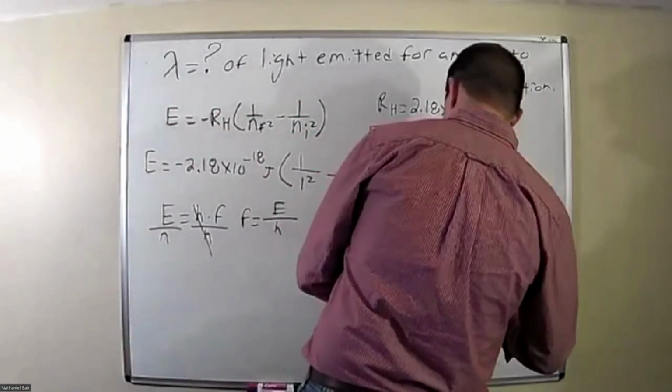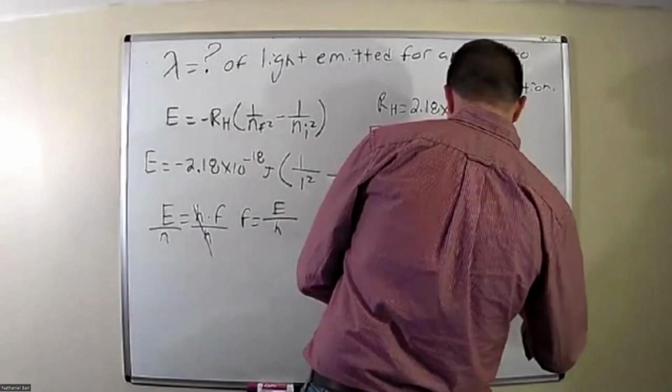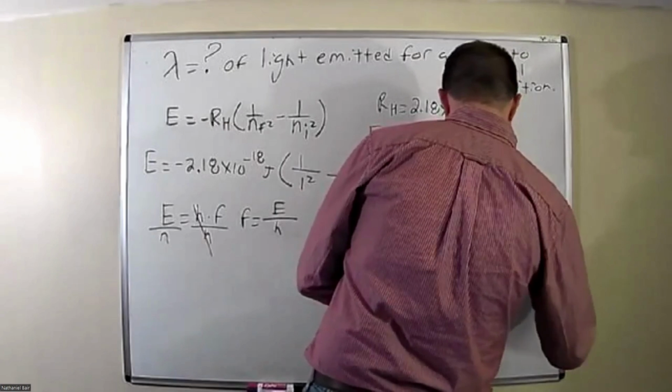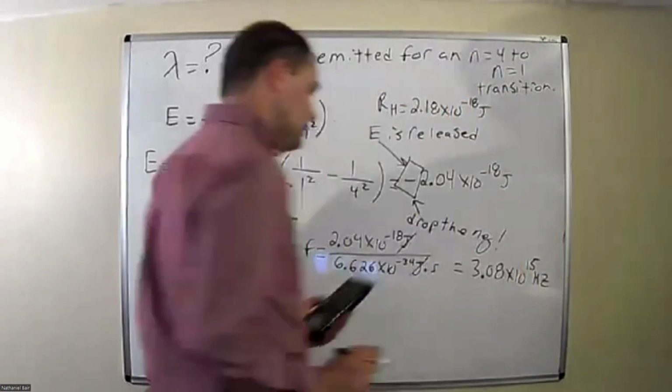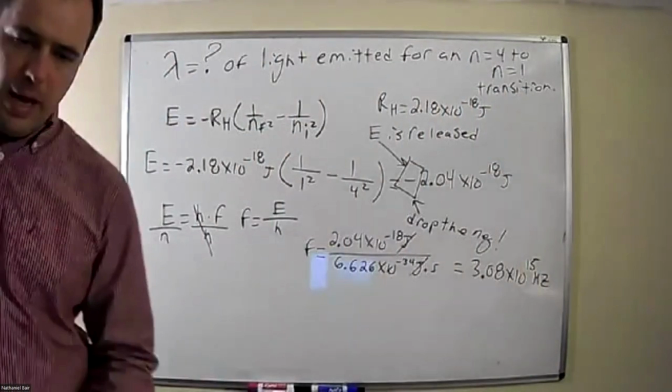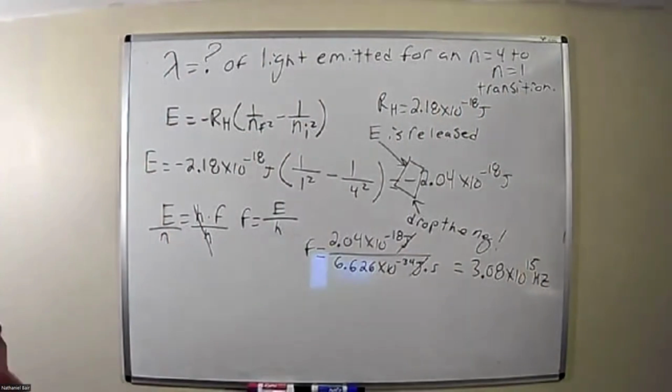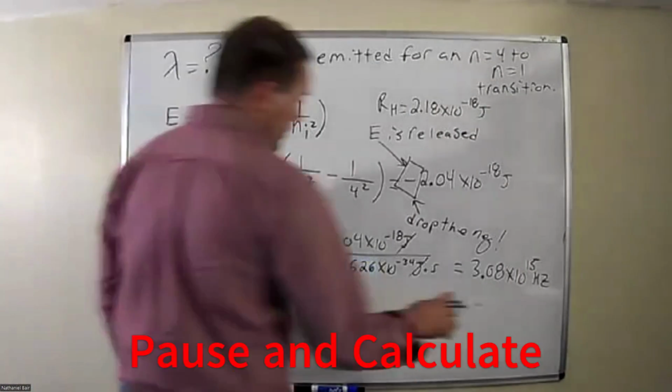You should get 3.08 times 10 to the 15th hertz. Take a second. If you didn't, pop it back in and try again. We're still not done. We want a wavelength, but we're almost done. We're getting there, folks. Okay, so hopefully you got that.